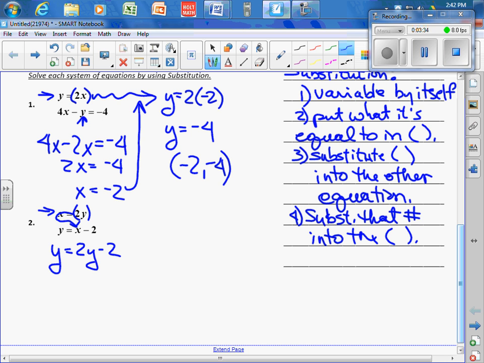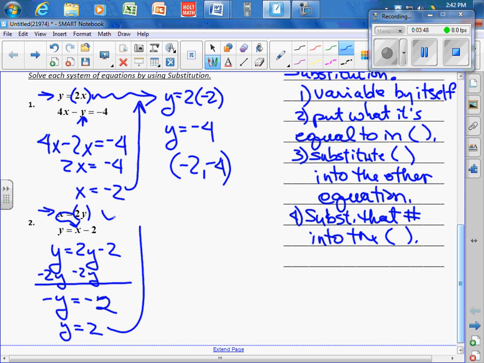How do you solve this equation? Get all the y's on one side. I'm going to subtract 2y from both sides. Negative y is equal to negative 2. Y is equal to positive 2. Put that 2 back up into the original problem, and you have x is equal to 4. You'll have the point 4, 2.